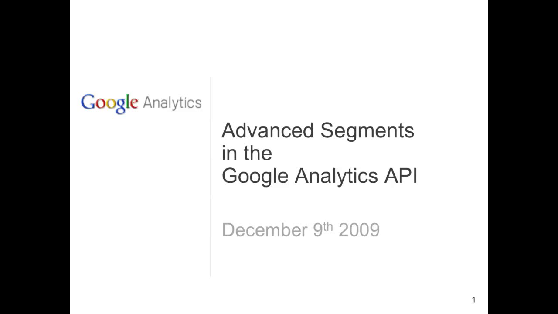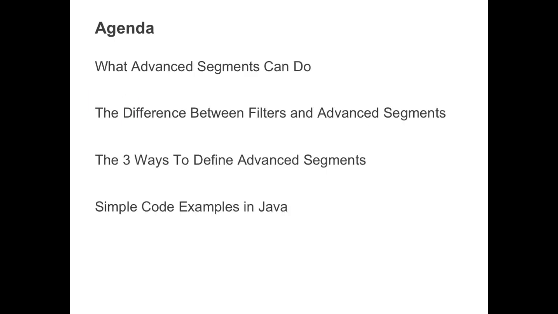Today I'm going to talk about advanced segments in the Google Analytics API. I'll cover what advanced segments can do, how they differ from filters, 3 ways to reference them in the data feed, and we'll go through simple examples in Java.